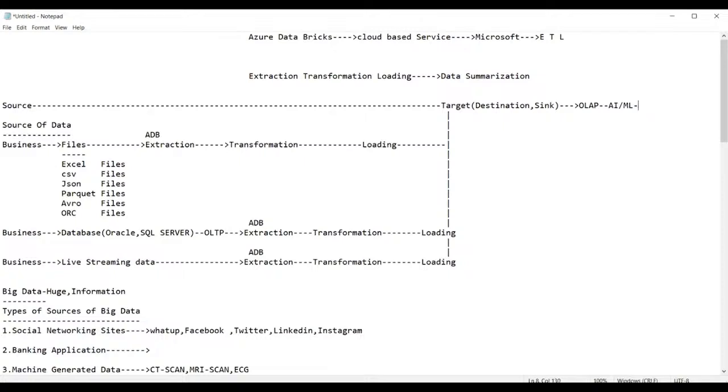Okay, so sir, ADF and ADB are enough, right? Yes, ADF alone is enough, and ADB individually is also enough. The combination of ADF and ADB is very good if you have it, but if not, it's not like you won't get a job. Definitely you will get the job, whether you know ADF or ADB. There is a misconception in the market that if you know ADF, you should also know ADB, and only then you'll get a job. It's not like that. These are two different services.